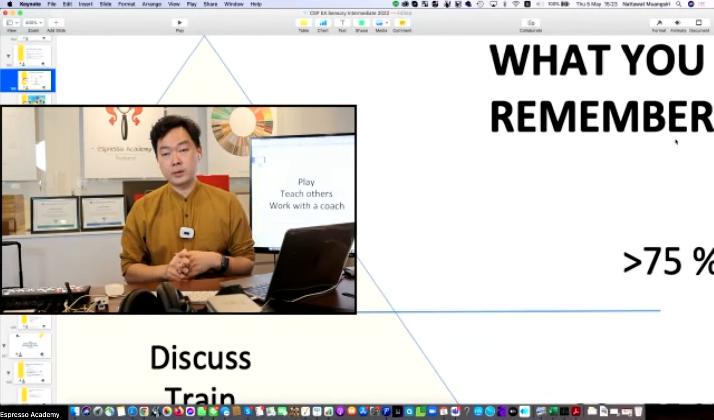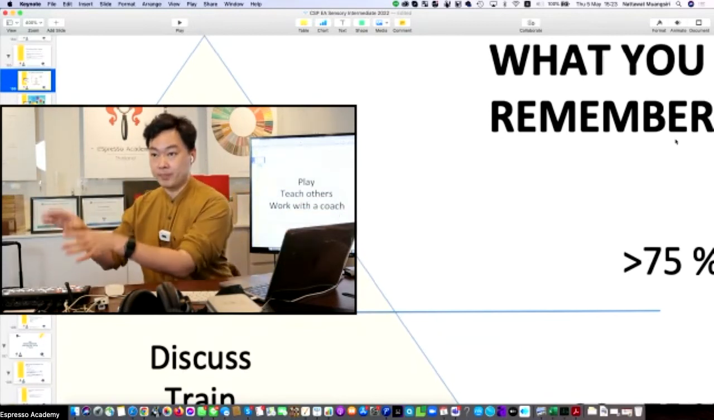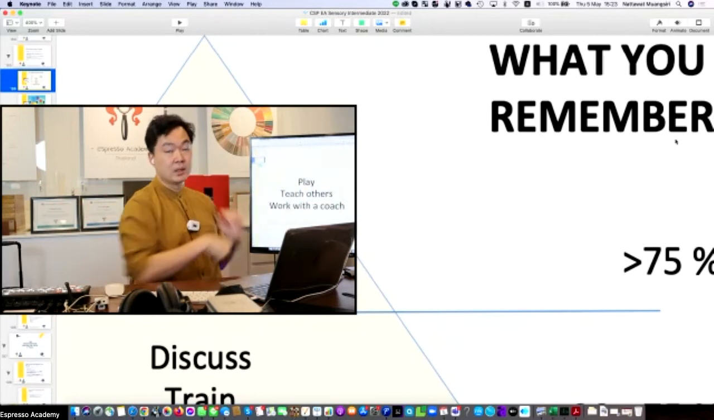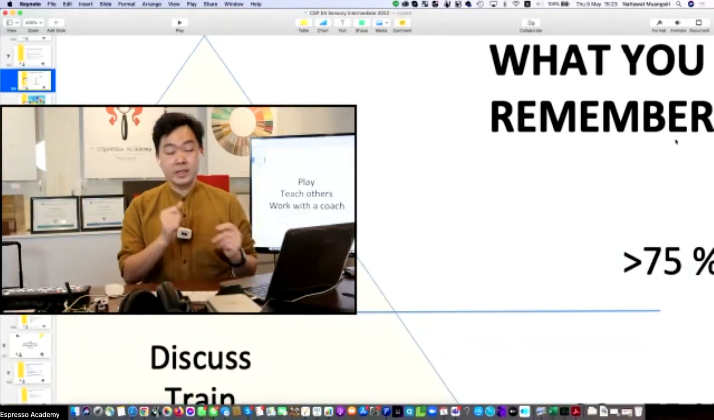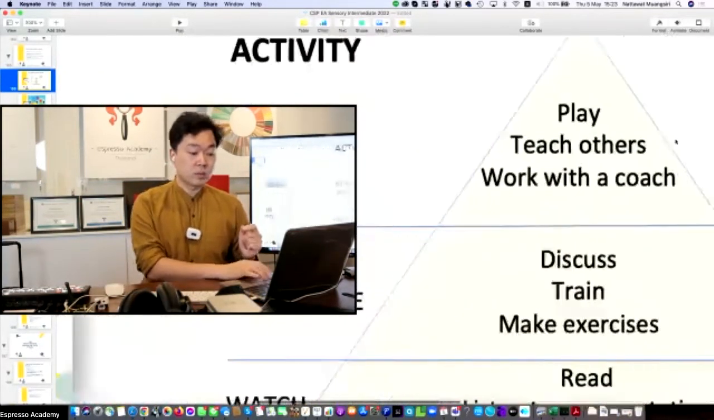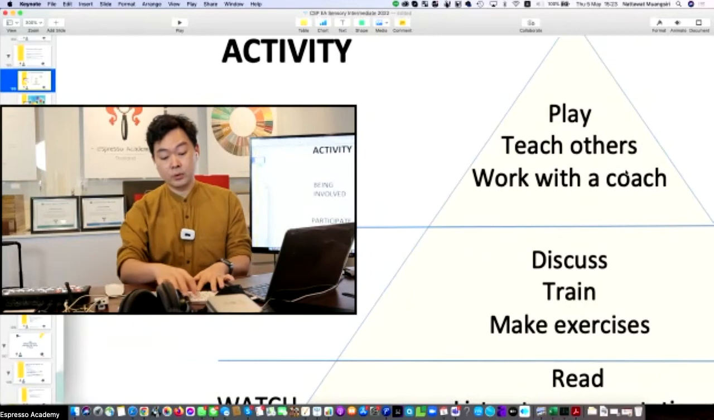Also, when we do triangulation, as you can see, there is 2 tables. One team set for another team set for another team. Then you will remember, okay, how to set the triangulation. So that is the only way to play, teach other, and work with the coach to learn more. Okay.